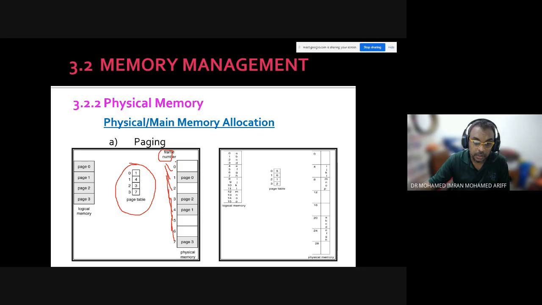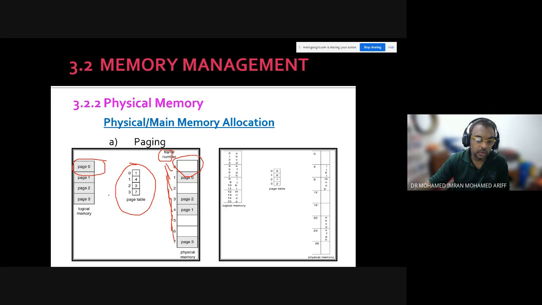Always remember, the frame number starts with the number 0. 0, 1, 2, 3, 4, 5, 6, 7. Okay. The size of this frame number and this page number is the same. Okay. The size of the page number equals to the size of the frame number. Always remember that. Okay.